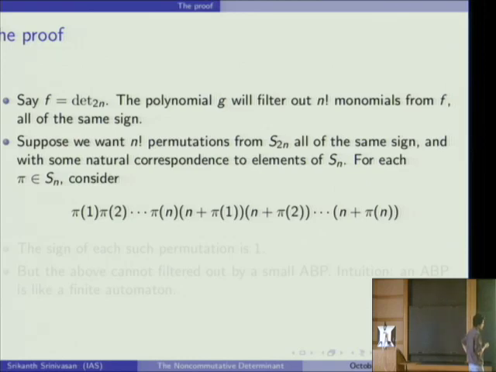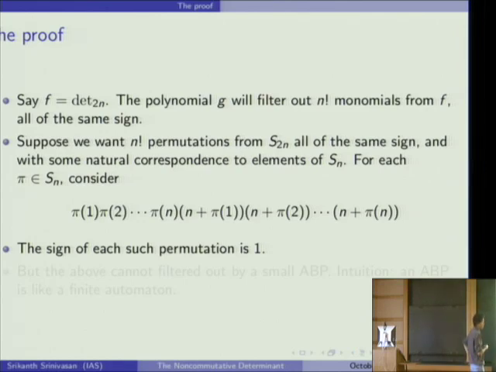It's easy to see that since pi is applied twice, every transposition appears once here and once here, and therefore the sign of every such permutation must be 1. So this is very simple. What we'd like to do is use the polynomial g, which has exactly those terms of the determinant that look like this.